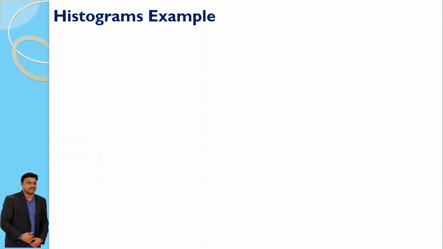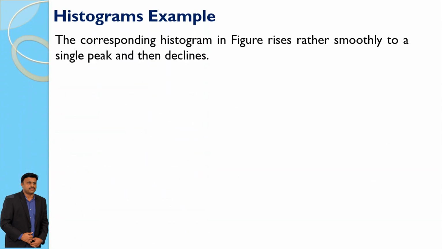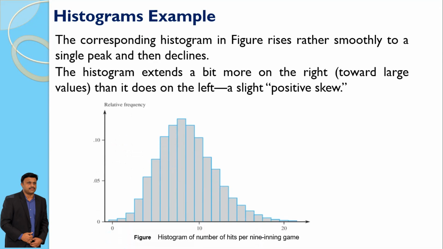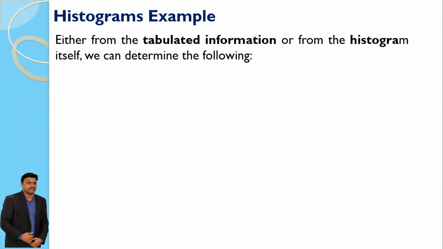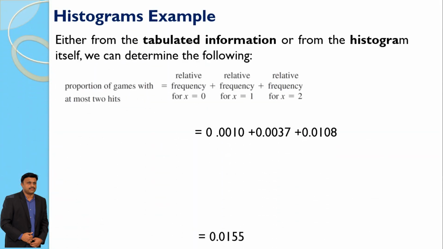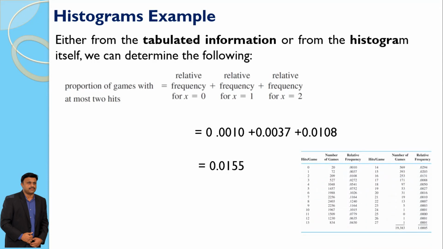The histogram in the figure rises smoothly to a single peak and then declines, showing a slight positive skew. This means the histogram extends more on the right side, indicating larger values are more frequent. From the tabulated information or the histogram itself, we can determine the proportion of games with at most 2 hits by summing the relative frequencies for 0, 1, and 2 hits, which equals 0.0155.